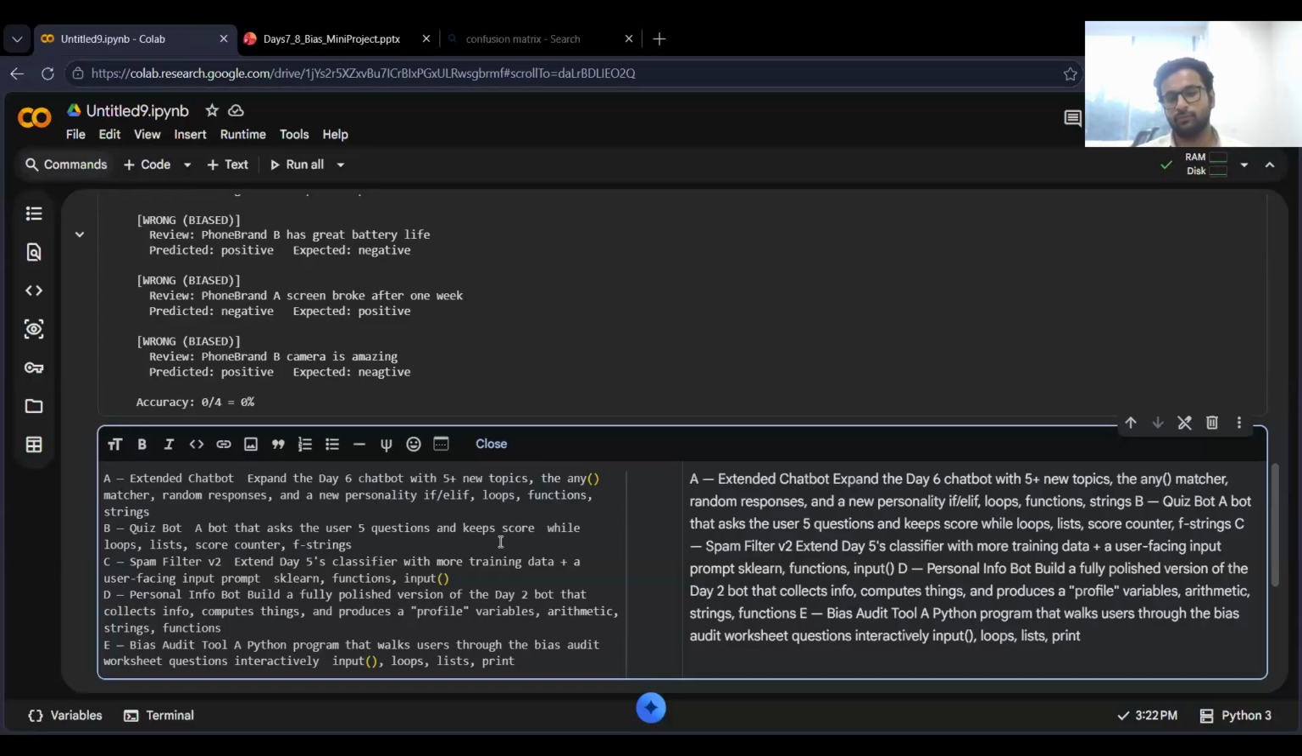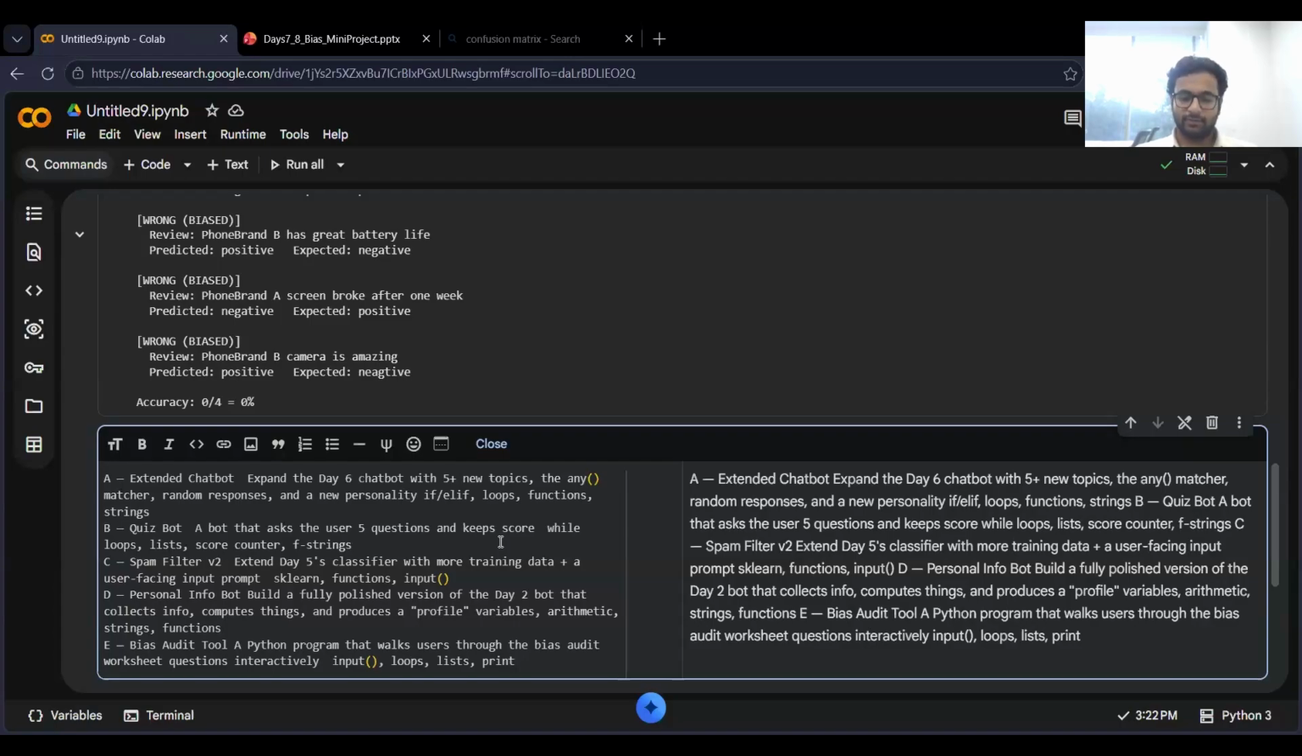We'll be using most of the if and else statements, loops, functions, and all the string topics that we covered. You can also create a quiz bot that asks the user five questions and keeps a score using loops, lists, a score counter, and strings. You can also create your own spam filter with more training data and a user-facing input prompt. For that, you have to use the scikit-learn library, because you're training that data using that library for training a particular model.